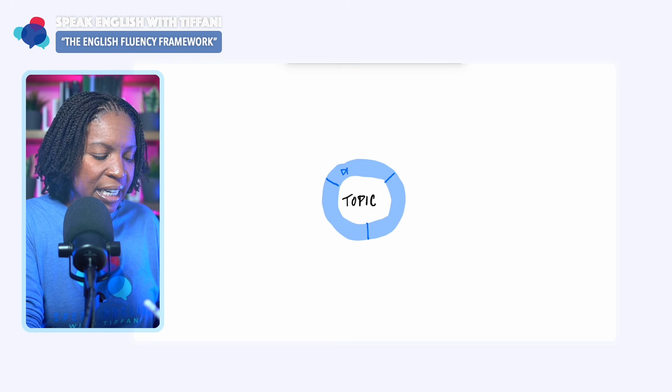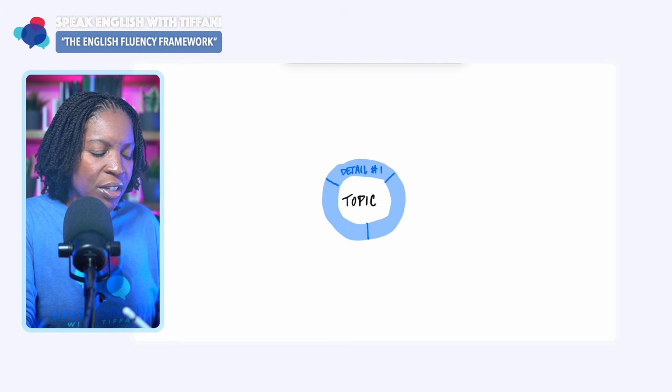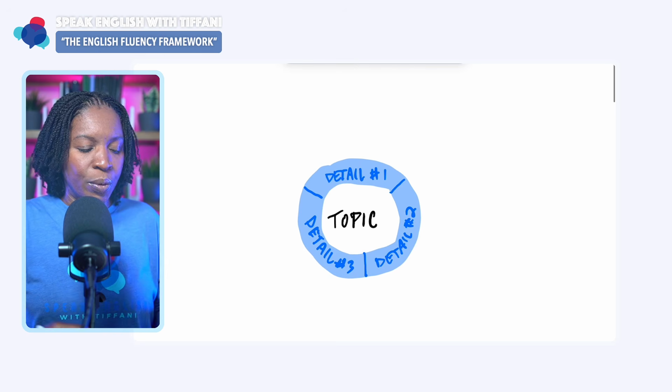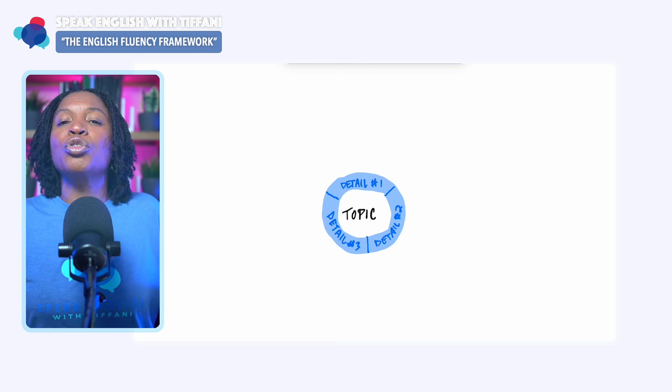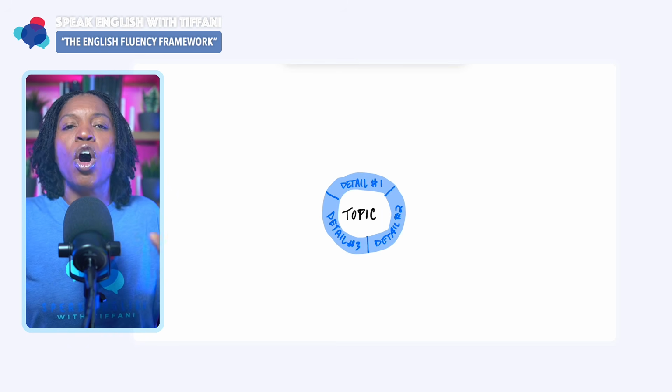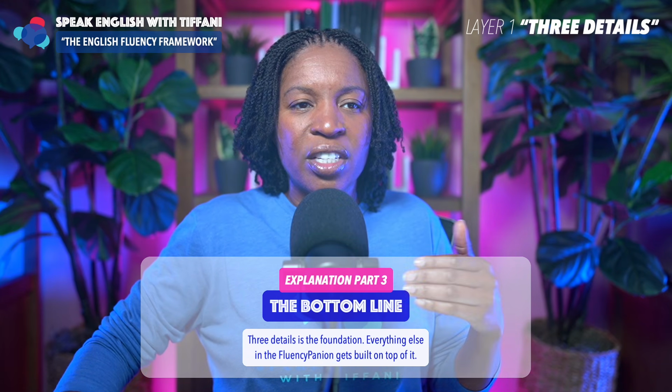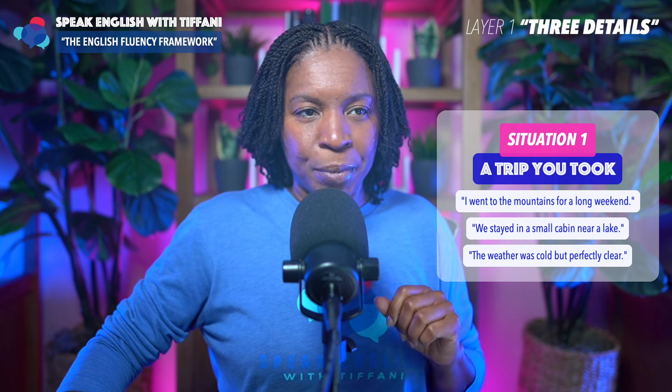So we have detail number 1, and we're going to see how this is actually broken down in a real situation. All right. This is detail number 2, and this is detail number 3. Again, this is layer number 1 of our FluencyPanion. This is a structure that native speakers are already aware of, the bottom line. So let's go into this and see a practical application.